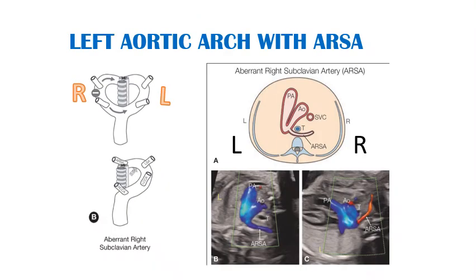In left aortic arch with ARSA, there is partial regression of the right aortic arch between the origin of the right common carotid artery and right subclavian artery, resulting in persistence of the left aortic arch with first branch the right common carotid artery, then the left common carotid artery, then the left subclavian artery, and last branch the aberrant right subclavian artery. This ARSA goes behind the trachea to the right side of the arm. Left ductus arteriosus persists and right ductus arteriosus regresses.